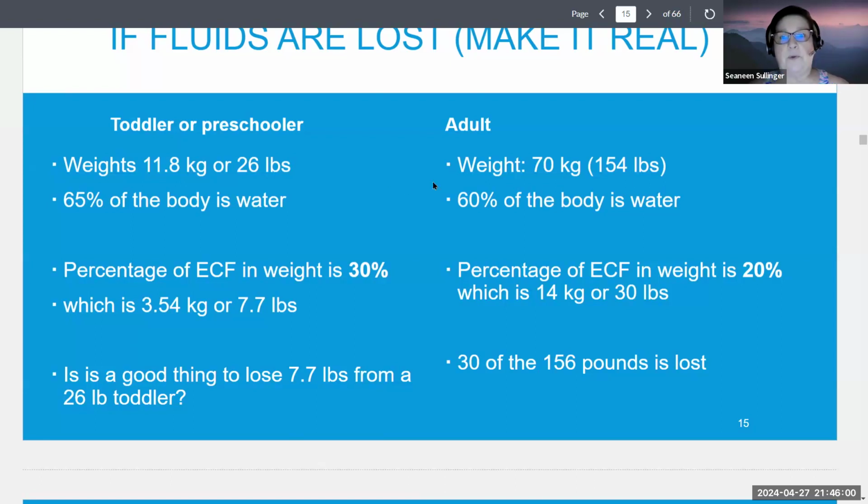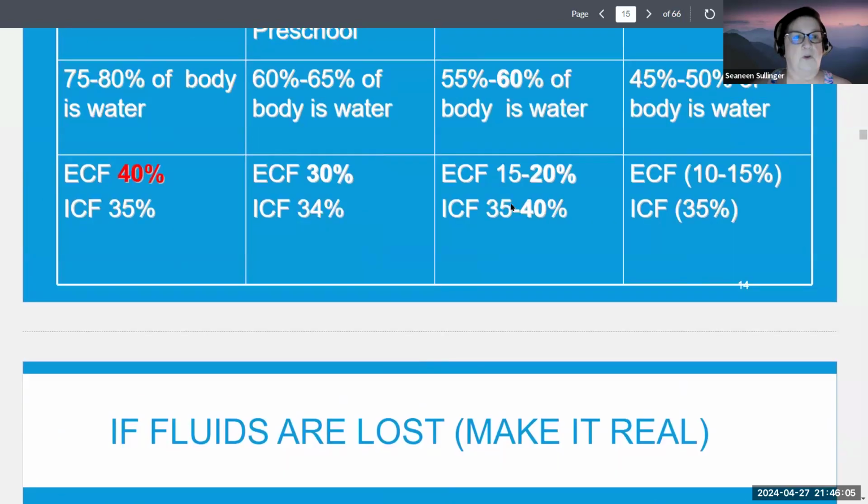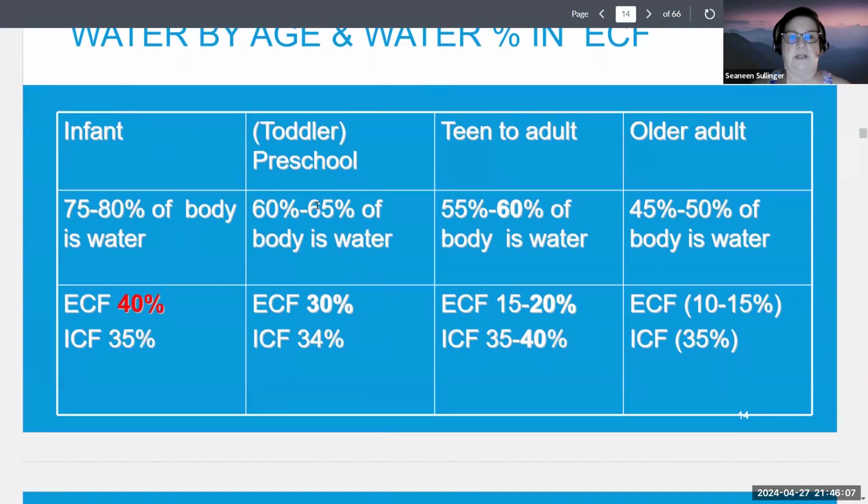Whereas if you take an adult whose 60% of the body is water, go back up there and look at that because we're looking at the toddler.